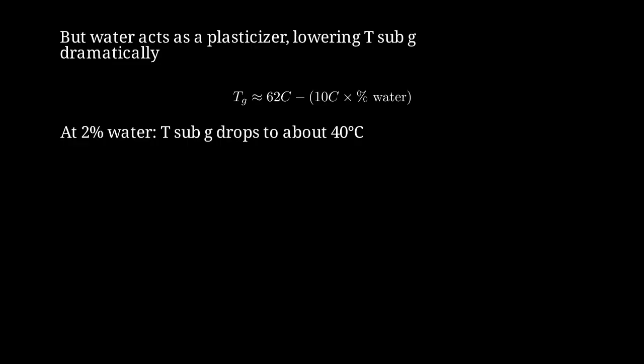As a rough approximation, T_G equals approximately 62 degrees Celsius minus 10 degrees Celsius times the percent water content. At 2% water, T_G drops to about 40 degrees Celsius. This is why hard candy can soften on a warm day.